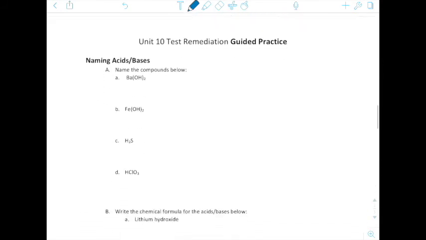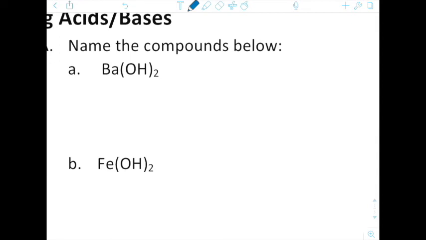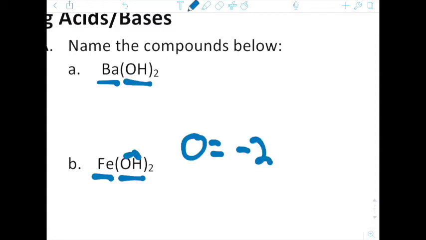Name the compounds below. When we're naming bases, it's just naming like ionic compounds. So this is barium, this is hydroxide. The name is barium hydroxide. We just have to watch out for d-block metals. We have iron and hydroxides, but since iron is a d-block metal, we have to look. The overall compound is 0. That means that this hydroxide is -1, but there are 2 of them, so it's a -2 charge for the hydroxide.